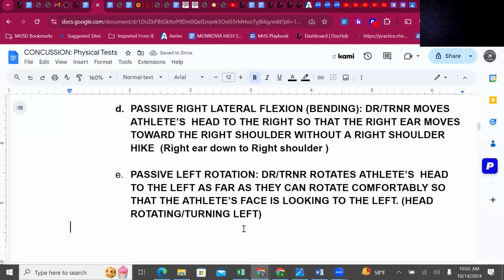Passive left rotation. Doctor or trainer rotates athlete's head to the left as far as they can rotate comfortably so that the athlete's face is looking to the left. Head rotating and turning to the left.